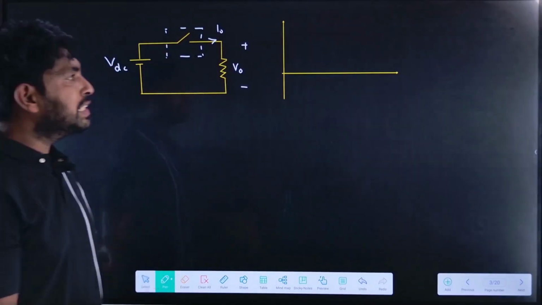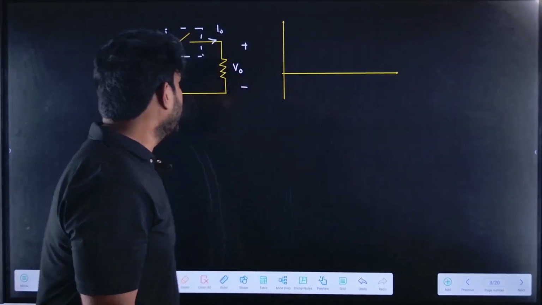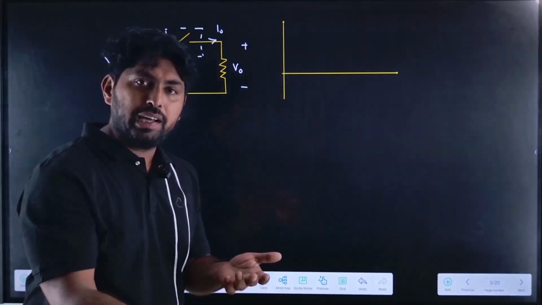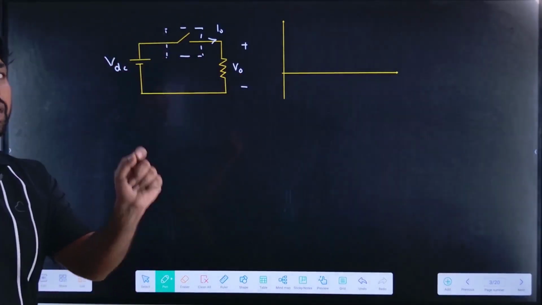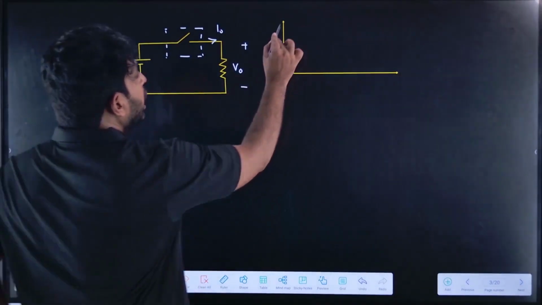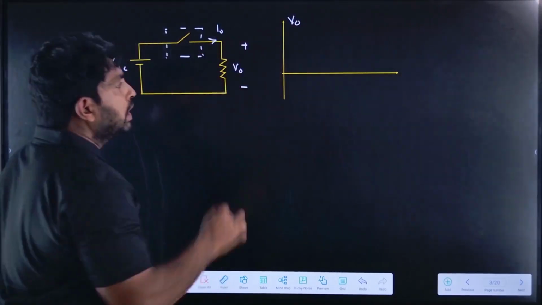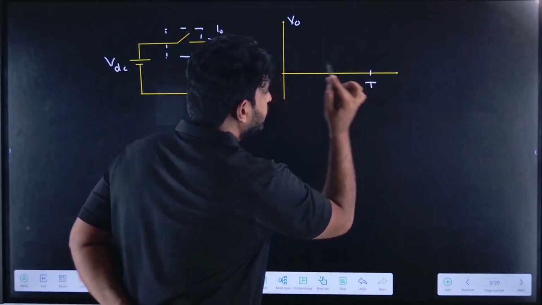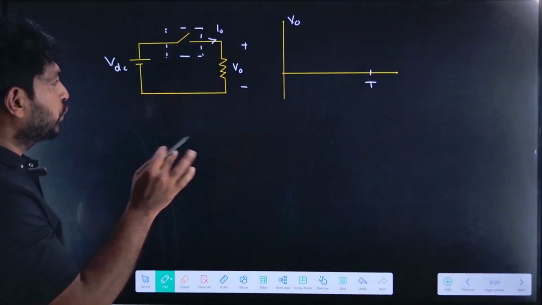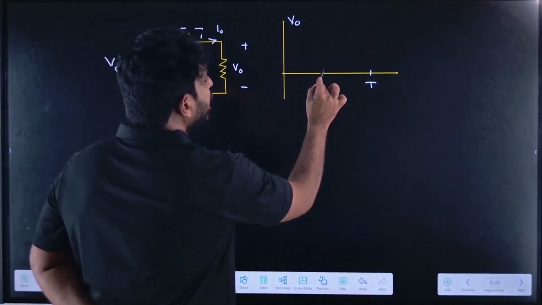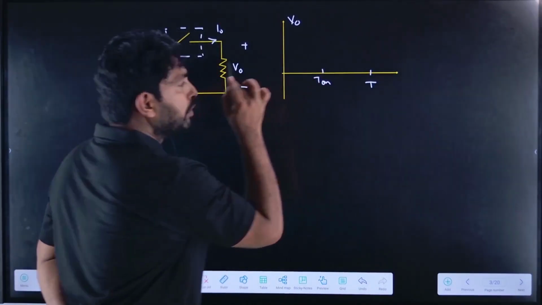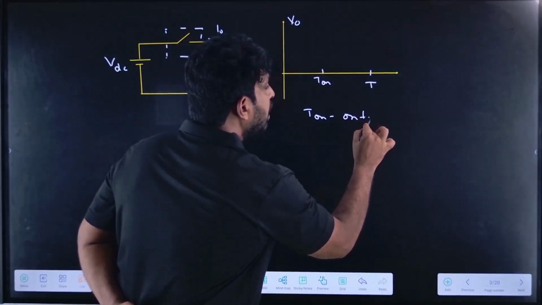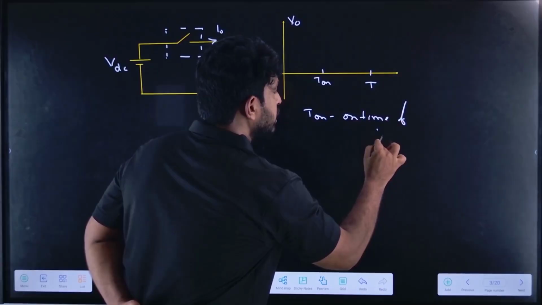So now let us calculate the output voltage of this circuit. Let us see how the output voltage can be varied by varying the switch on and off. So now let me draw the V0 here. Let us assume that it is operating for the period of T, that is the total time of the switch, and T on is the on time of the switch.